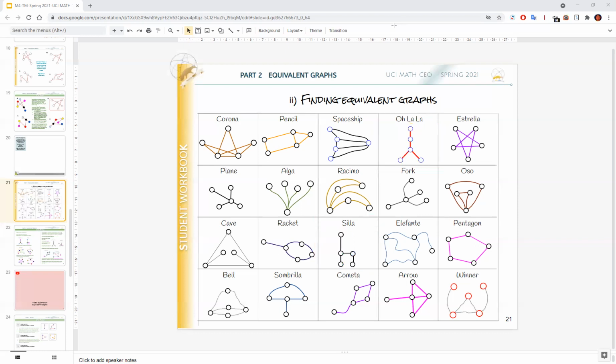So look at Racimo and Oso. Okay. Let's investigate Racimo versus Oso. So Oso means bear in Spanish. Racimo is just these 2 bananas, right? Put together. Think for a second. I'll give you 10 seconds to try to see if they're equivalent or not.